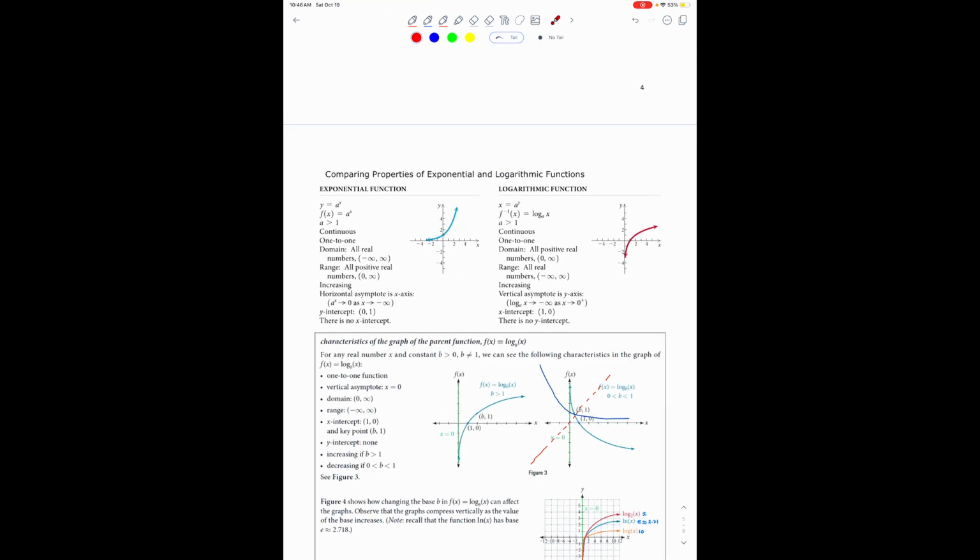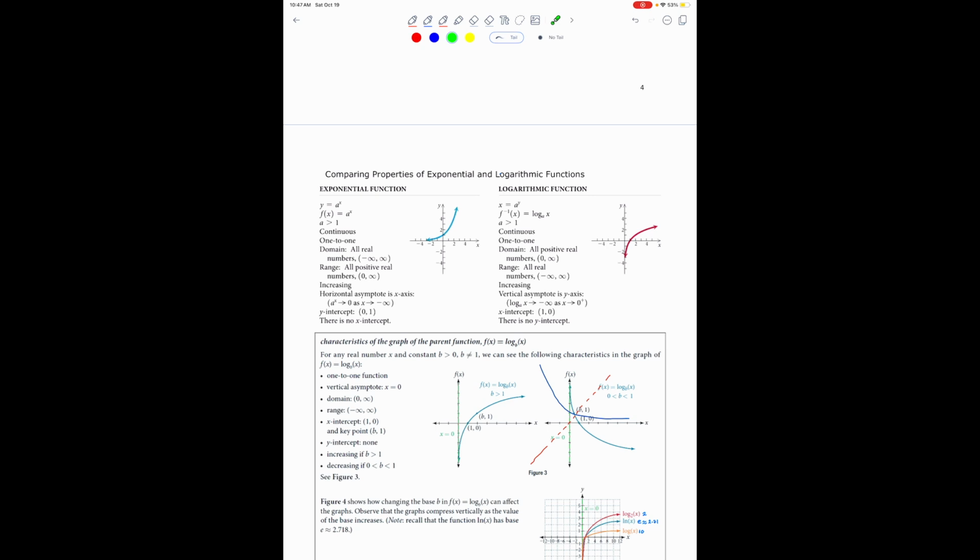Comparing properties of exponential and logarithmic functions. We're going to have the properties of exponential functions on this side and the properties of logarithmic functions on that side. For any exponential function f of x equals a to the x power, where a is greater than 1, the function is continuous. It's a one-to-one function. The domain is all of the real numbers, or from negative infinity to positive infinity. The range is all of the positive numbers, or from 0 to positive infinity, exclusive of 0.